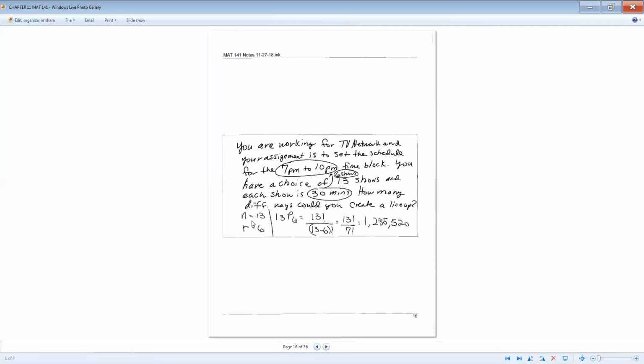So we have 13 shows, and when you look at 7 p.m. to 10 p.m., that would mean 6 shows would have to fit in that time slot because they're 30 minutes apiece. So you get six 30-minute shows. So that's where the 6 for R comes from. How many different ways can I choose 6 out of the 13? I have 6 shows that I can fit in this 3-hour time slot. 13P6, throw it in your calculator, 1,235,520.